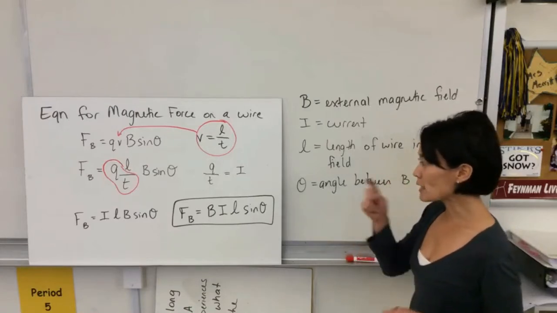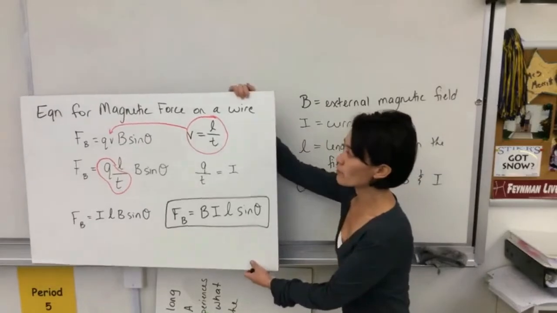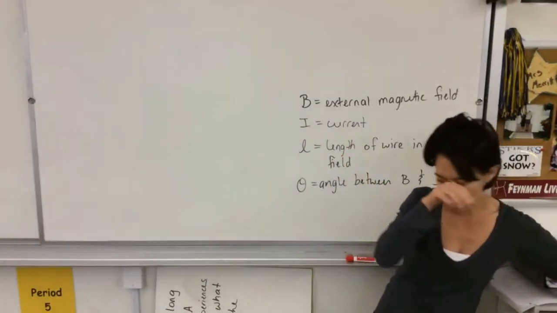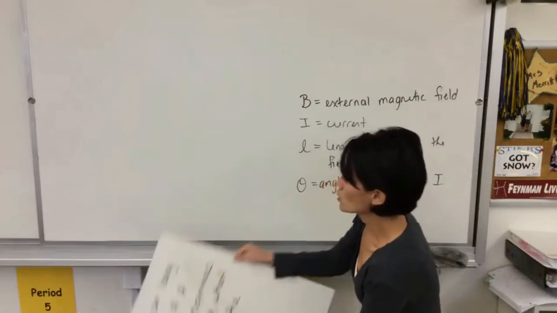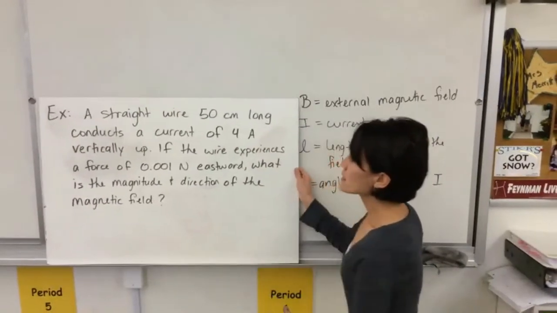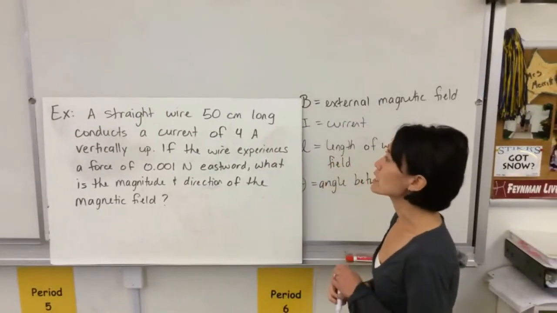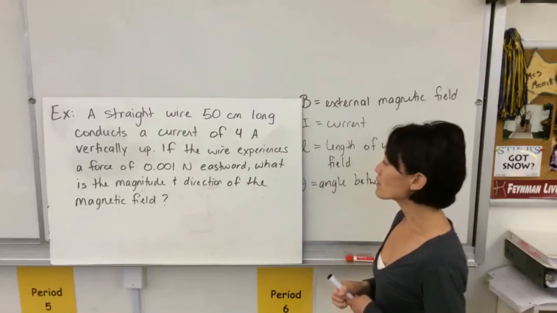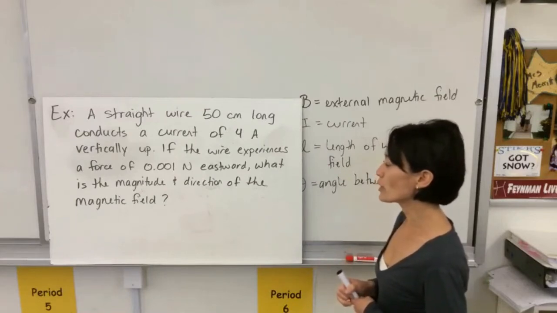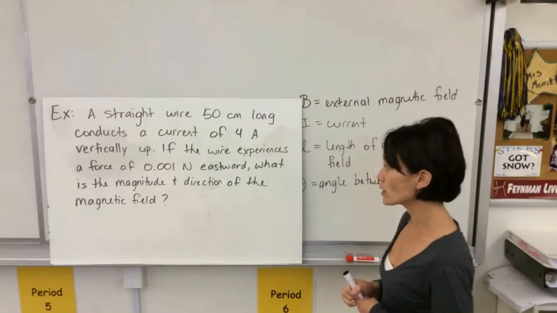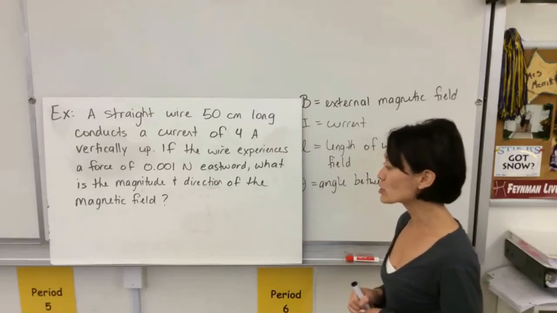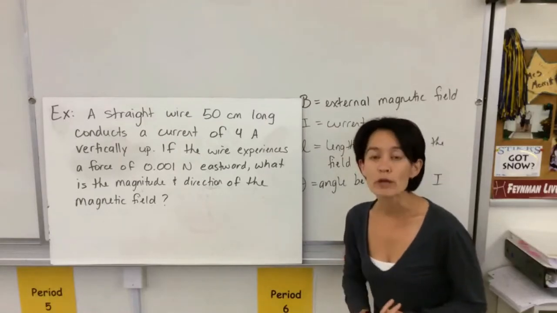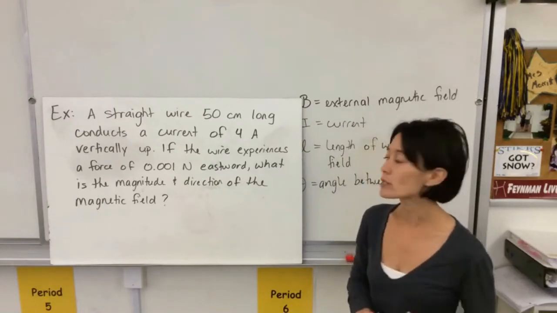So we're going to try one example during this lecture of magnetic force on a wire, and then we'll do some more examples in class. So for this example, it says a straight wire, 50 centimeters long, conducts a current of 4 amps vertically up. If the wire experiences a force of 0.001 newtons eastward, what is the magnitude and direction of the magnetic field? So in this problem, we're specifically asked what's the numerical value of the magnetic field and what is the direction.